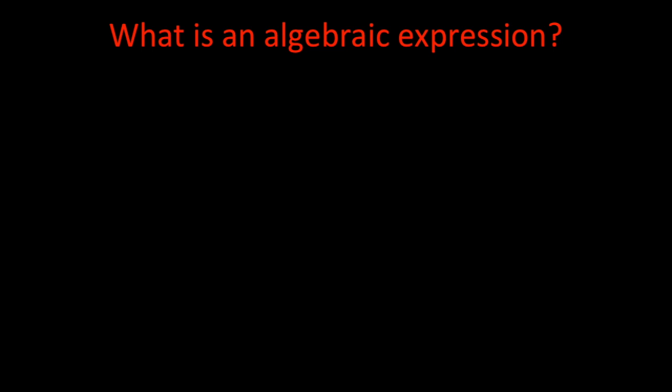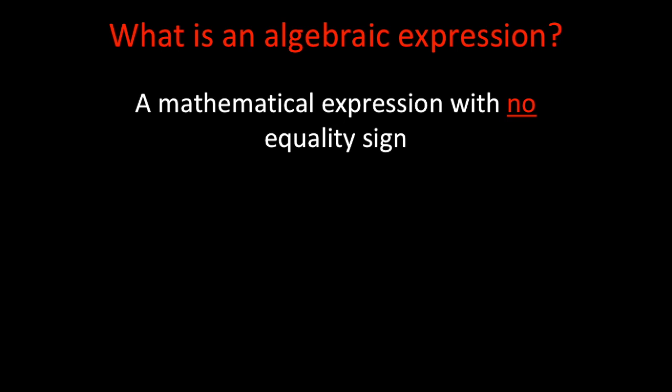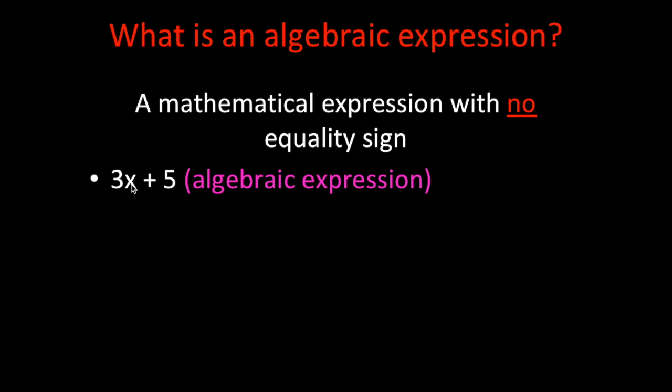What is an algebraic expression? An algebraic expression is a mathematical expression with no equality sign. So when you have an algebraic expression, such as this one, 3x plus 5, there will be no equal sign. So you will have an expression. Sometimes it's a short expression, sometimes it's long, but there is no equal sign. When you have the equality sign, it becomes an equation. So as in this one, 3x plus 5 equals 15, that's an equation. And this one up here is an algebraic expression.